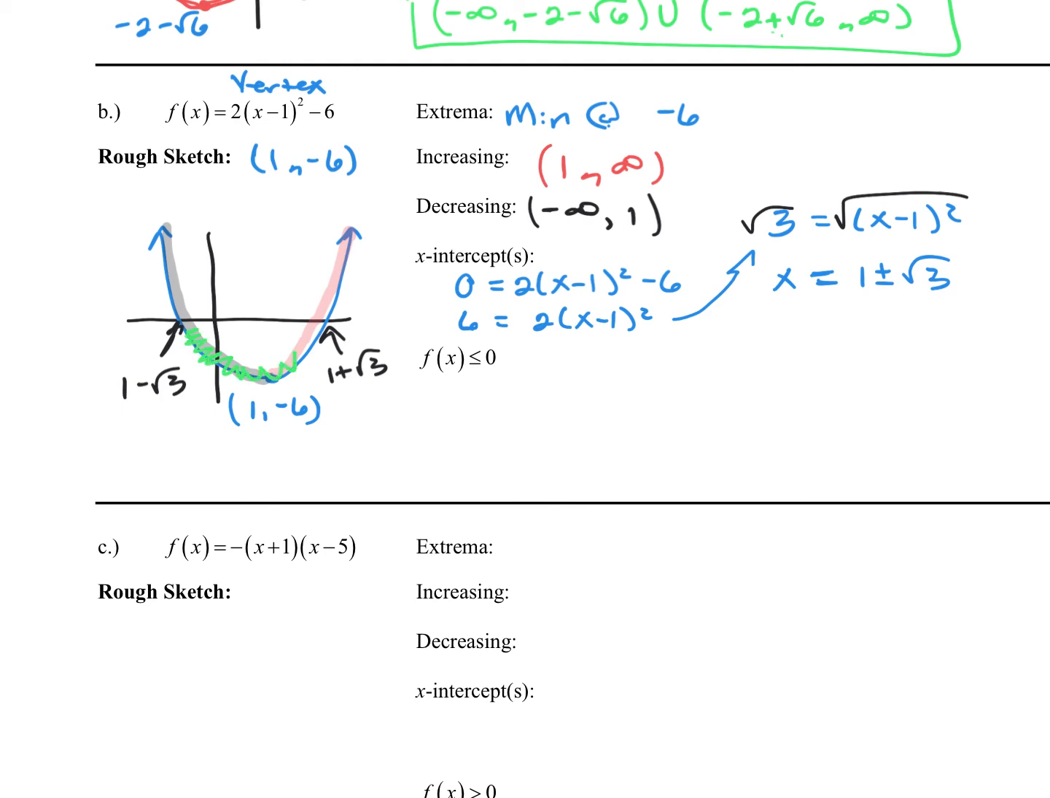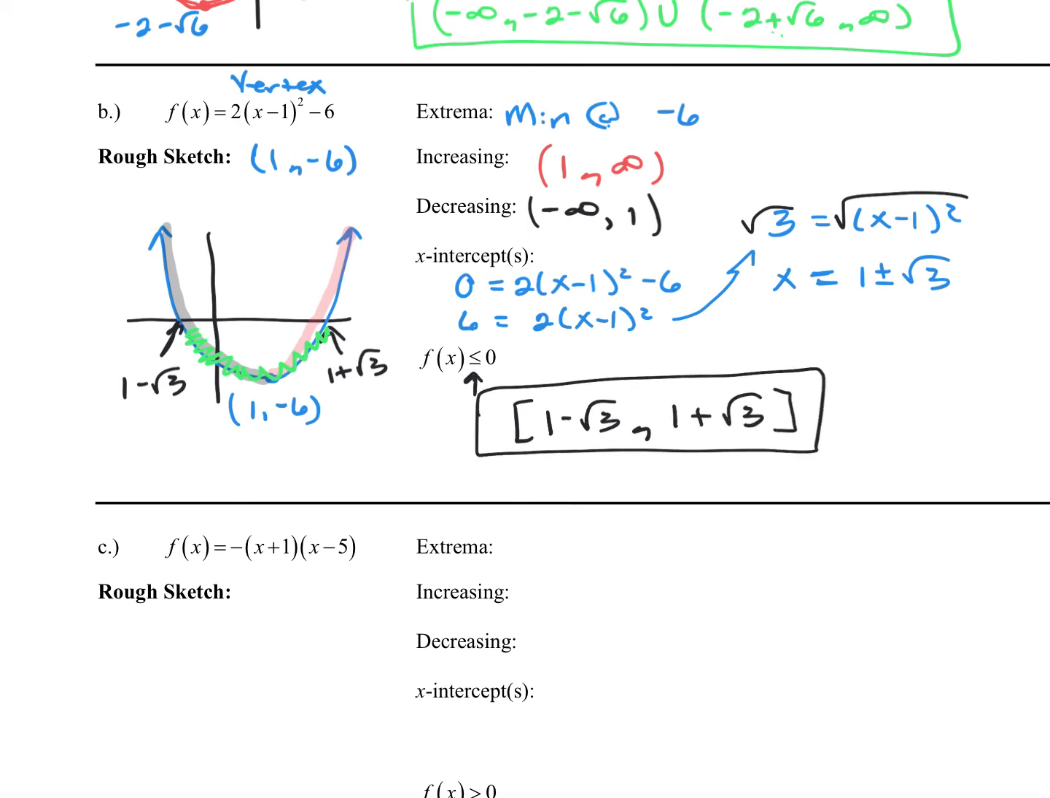Well, this whole portion here is below the x-axis, so now we're just going to give this interval of numbers for our answer. Notice that this time, since our inequality is inclusive, we're going to use brackets. So we're going to say [1 minus square root of 3, comma, 1 plus square root of 3], and now we've beautifully answered that inequality.